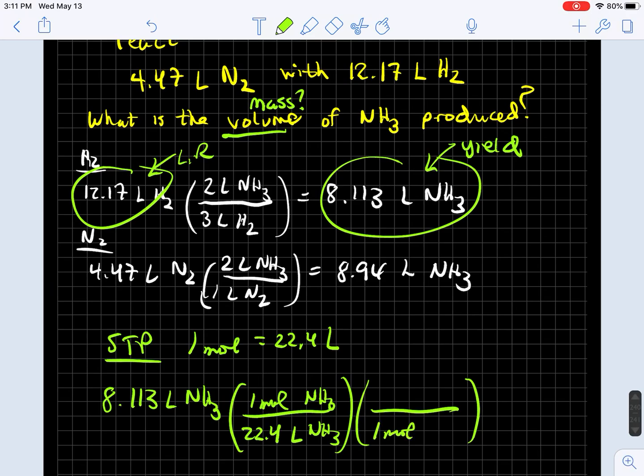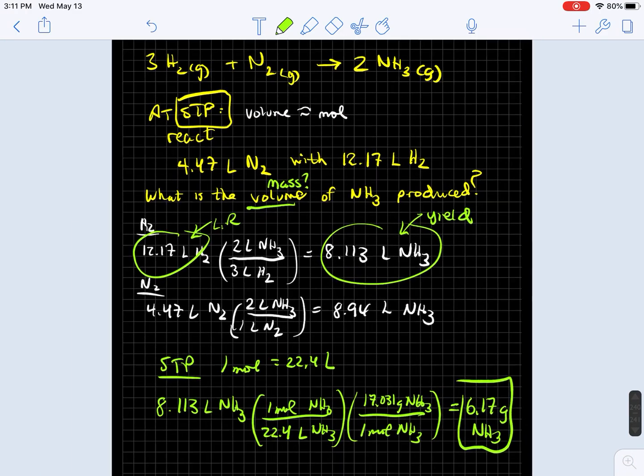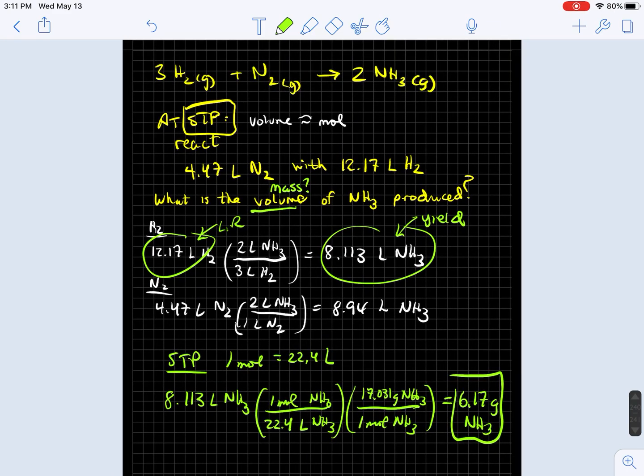So 1 mole, 17.031 grams. So 8.113 divided by 22.4 times 17.031, and we get a mass of 6.17 grams. So the two things I wanted to illustrate by showing you this version of the problem.